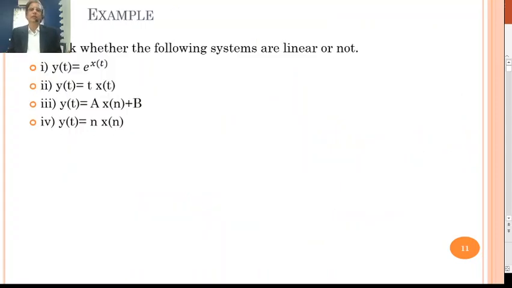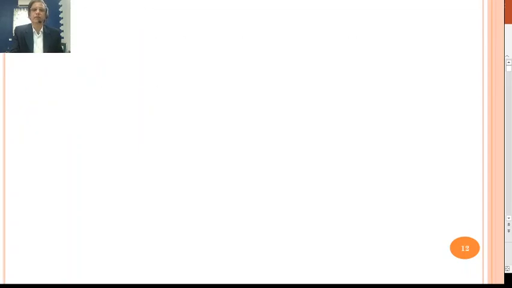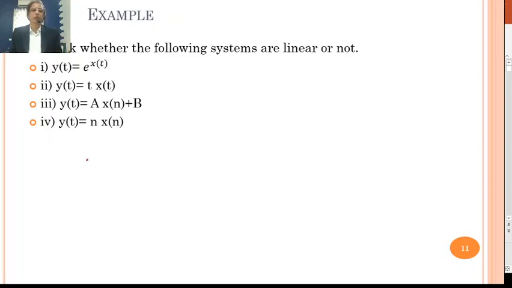Now check whether the following systems are linear or non-linear systems. Now first, yt equal to e raised to xt. This is the system represented by the mathematical equation. Now here we will consider these two signals x1t and x2t. Due to the individual signals, we will first find out the response of the system.